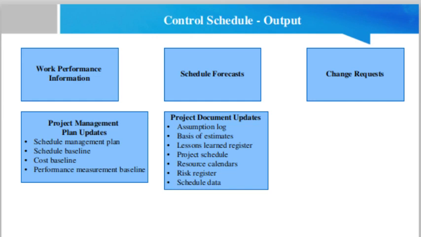Resource calendar. Resource calendars are updated to reflect changes to the utilization of resources that were the result of optimizing resources, schedule compression, and corrective or preventive actions. Risk register. The risk register and risk response plans within it may be updated based on the risks that may arise due to schedule compression techniques.